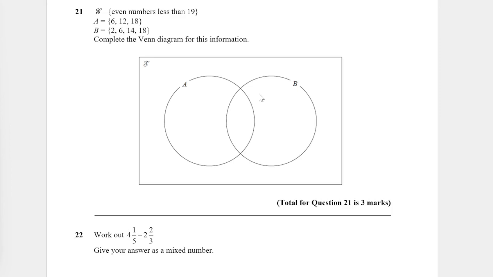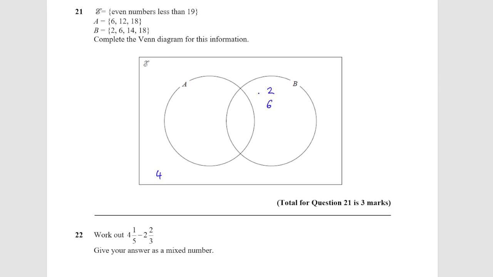Okay, question 21. So we've got a Venn diagram to fill in. So even numbers less than 19, even numbers less than 19, and then we've got set A, set B. So I'm going to run down the list. So if we start with 2, 2 is just in set B. 4 is in none.